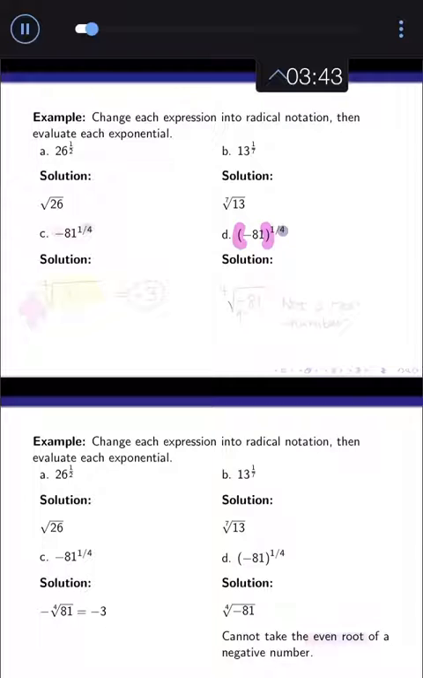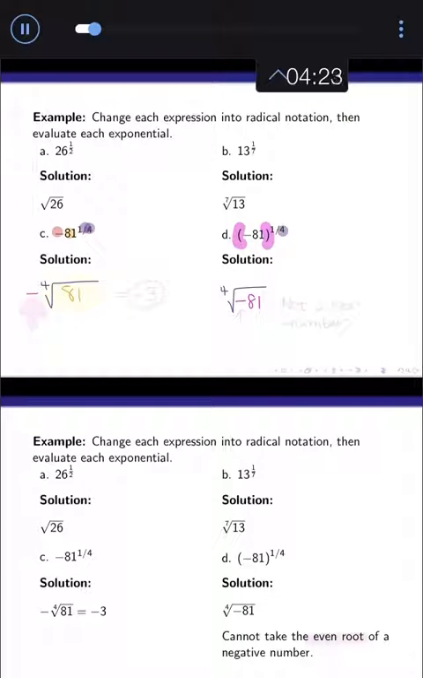So we'll rewrite our 4th root with the negative 81 on the inside because it's inside of the parentheses. Whereas the other 4th root here on problem C does not have parentheses, so it's understood that the only thing that's inside of that 4th root is the 81 itself, which means that that negative sign, because there are no parentheses here, is on the outside of the entire root.